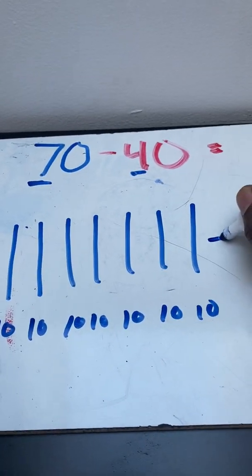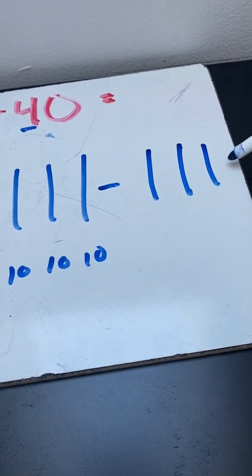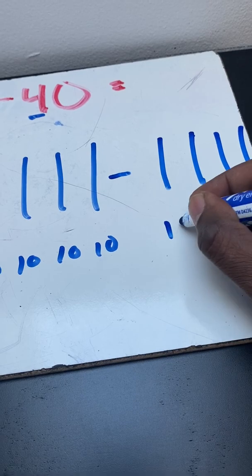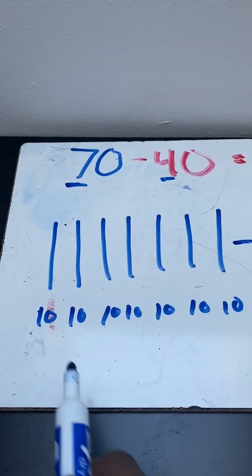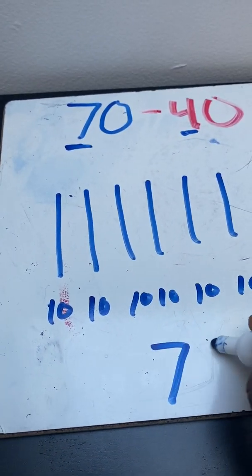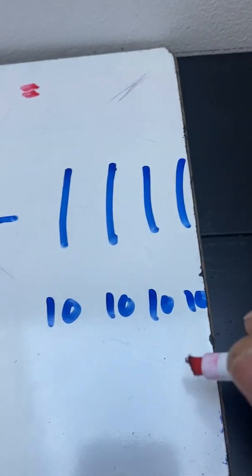All right, so I'm going to put minus 10, 20, 30, 40. All right, 10, 20, 30, 40. So I have my 70 right here, and then I have my minus over here, and then I have my 10, 20, 30, 40 right here.